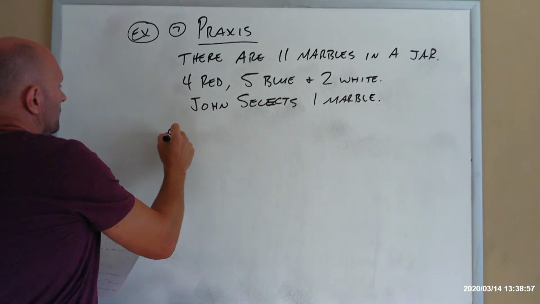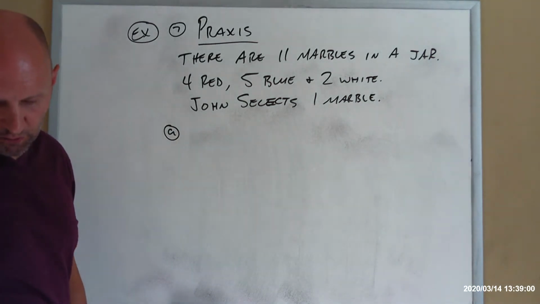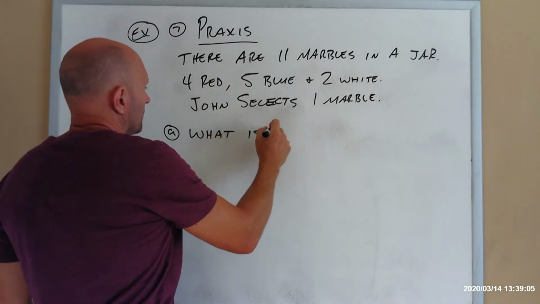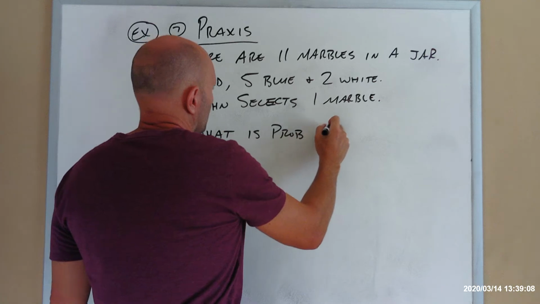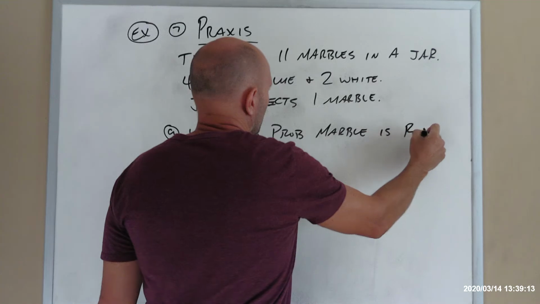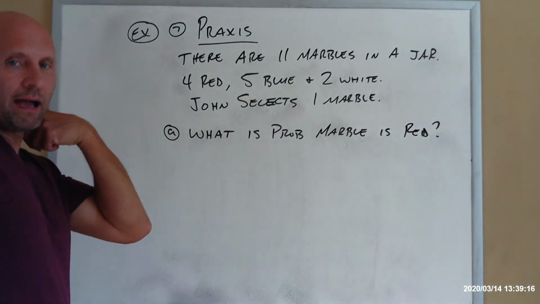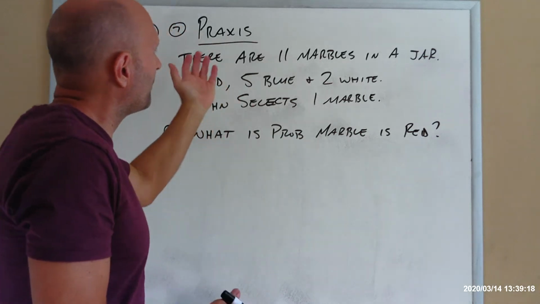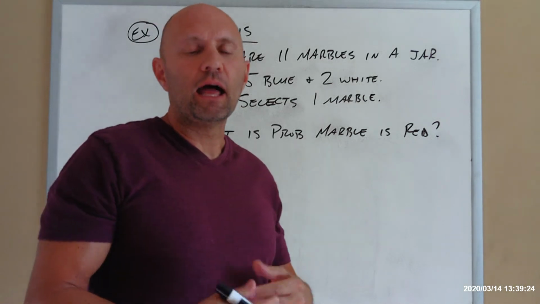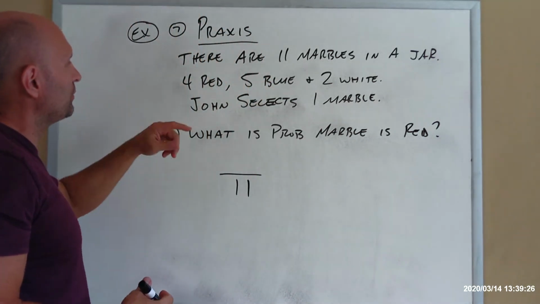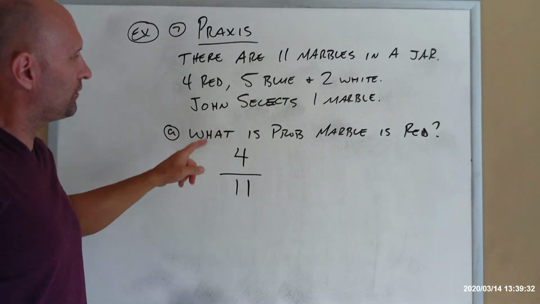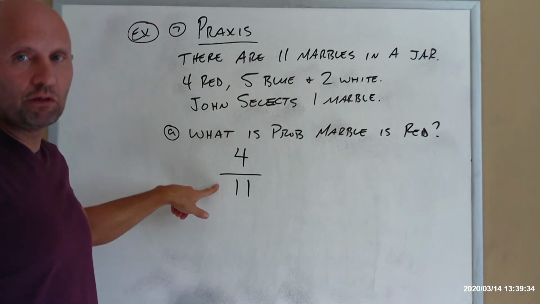So then we have the following 3 different possible questions here. First off, what is the probability that the marble is red? So, how many possibilities do we have? How many marbles are there? There's 11. So that's what goes in the denominator. Now, how many red marbles are in there to start with that we could pick out? There's 4 of them. So what's the probability that the marble is red? 4 out of 11.